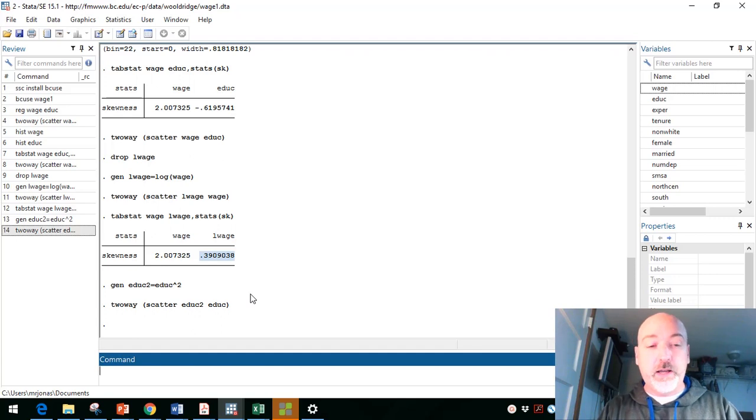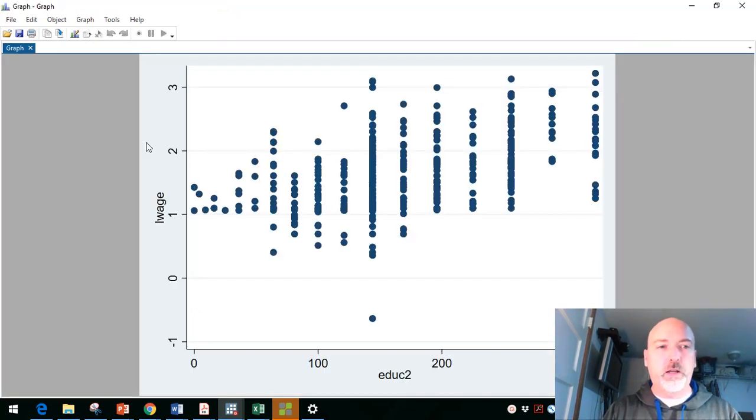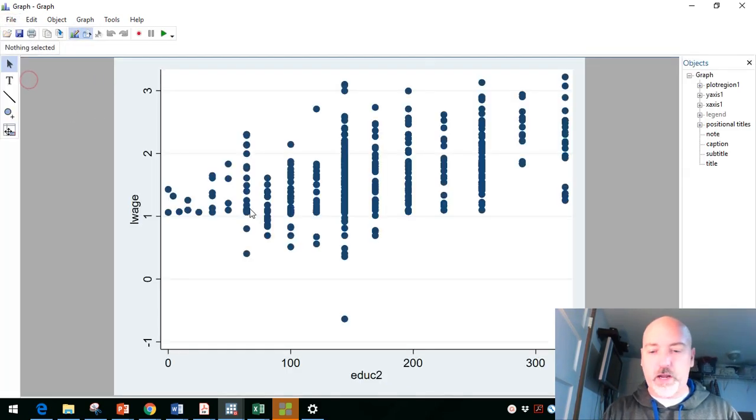The last visual that we'll want to look at here before we finally get to running the regression is yet again calling up another scatter plot, but this will be the y-x relationship again. So wage and education, but it's not the original versions we want. It's log wage versus education squared. Let's see if we can see the difference here. And we certainly do see a difference. So let's go back to the graph editor.